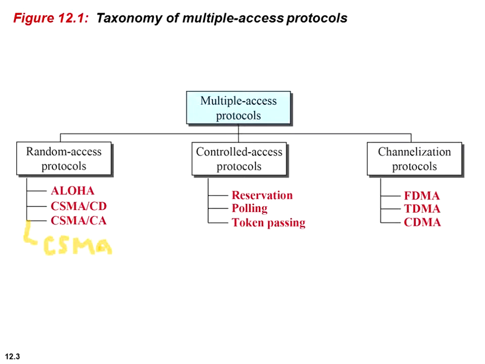Now the second is control access protocols. It has three protocols: reservation, polling, and token passing. Some of these protocols are used in LANs, and we will discuss them, while the rest of the protocols are used later on. And then we have channelization protocols. It includes FDMA, TDMA, and CDMA. These protocols are used in cellular telephony.